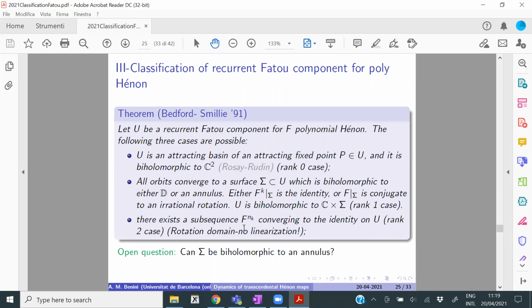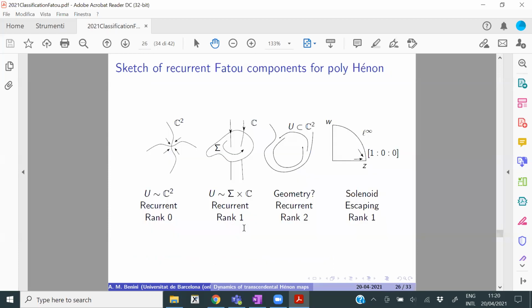We don't know yet if an annulus is possible, but it's not discarded yet. Eric Bedford has a lot of evidence that an annulus may indeed exist. Or you have a subsequence which converges to the identity, which is kind of reminiscent of a rotation, but there is no normal form like in one variable. I think they're still called Siegel domains, but you don't really have a conjugation to a rotation as far as I understand. Now let me show you a picture.